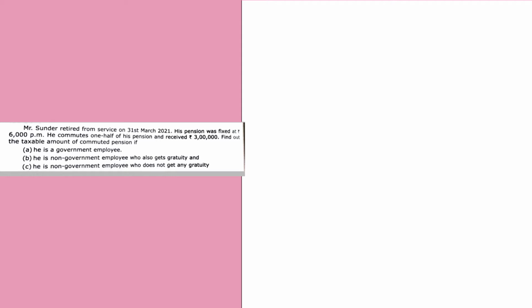So we'll solve the problem. Computation of taxable commuted pension.